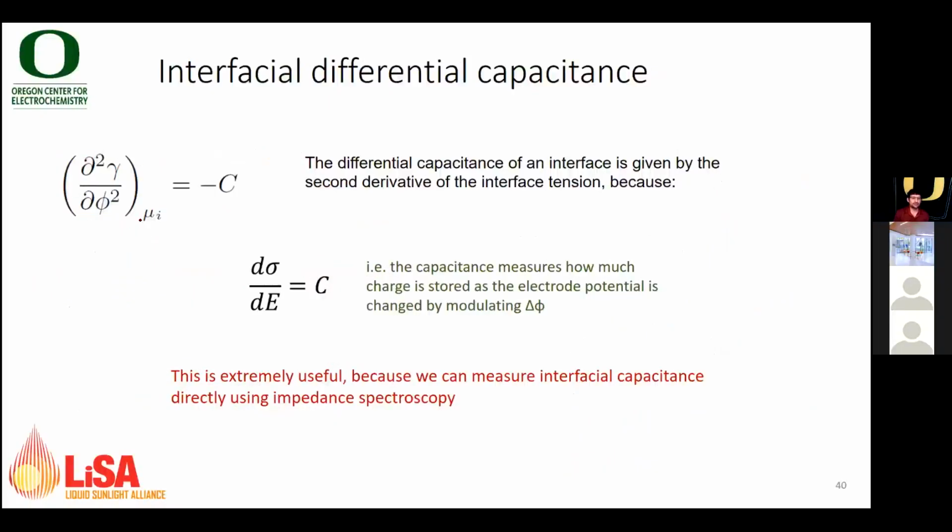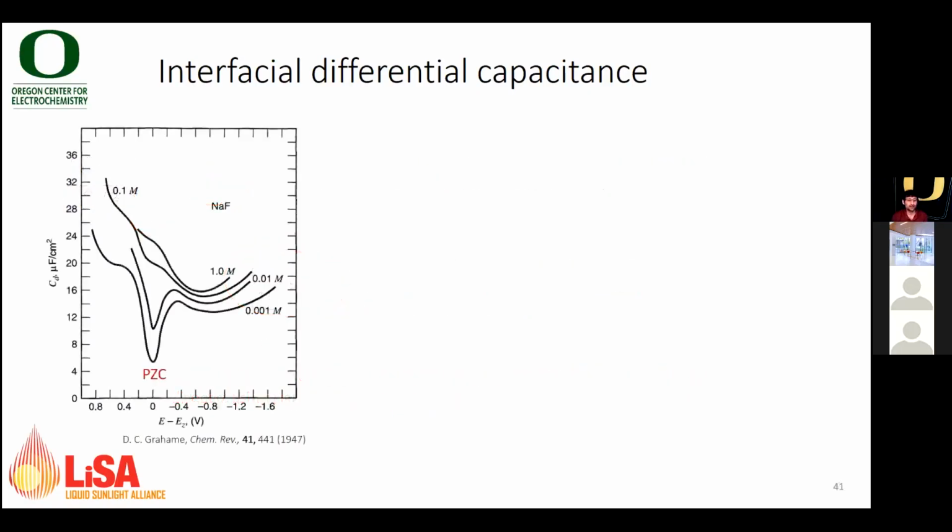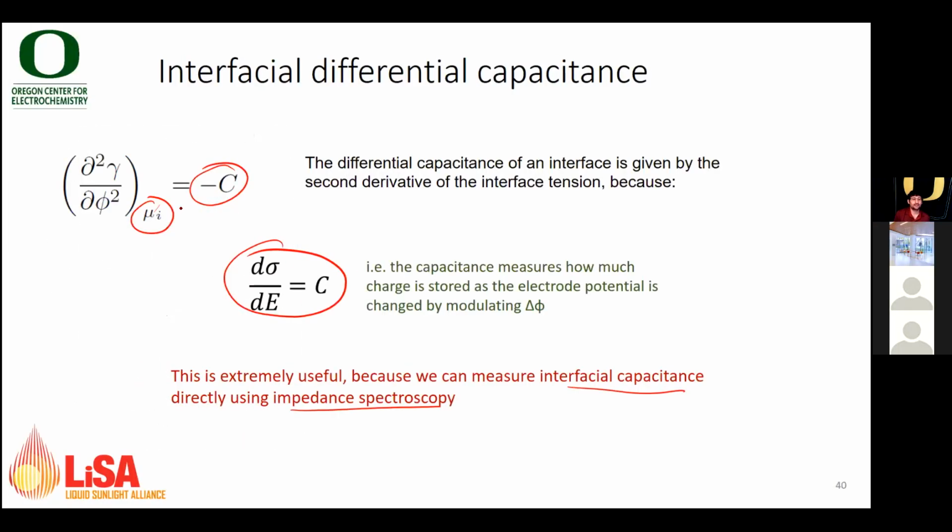Well, if I take the second derivative of this surface tension at constant chemical potential, meaning constant concentrations, I get the capacitance of the electrode. That's because capacitance is d sigma d potential, right? So the capacitance measures how much charge is stored on the electrode as it's modulated by some delta potential. So that's interesting because now we can measure interfacial capacitance. So here's an example of capacitance, probably mercury, in sodium fluoride. You see a minimum in the capacitance. That minimum in the capacitance corresponds to the point of zero charge. The capacitance is the second derivative here.